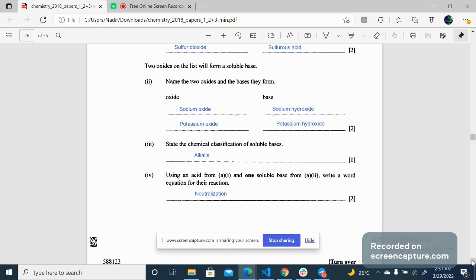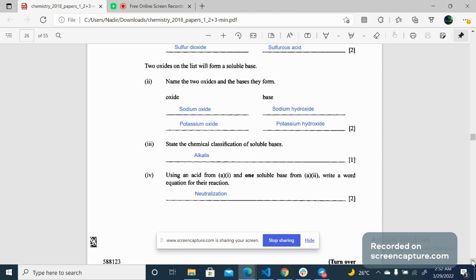So another word you can say, maybe a synonymous classification for bases, is alkalis. They can also be referred to as alkalis in some parts of the world, as people refer to it. So soluble bases are also classified as alkalis. This is what it asks us to give, the terminology here for the chemical classification of soluble bases.